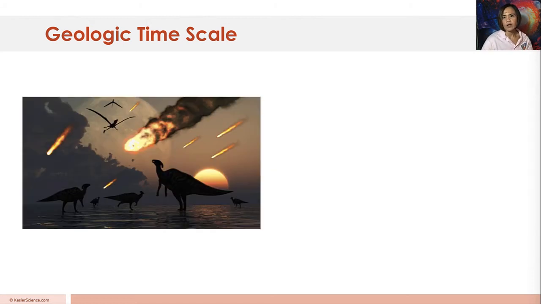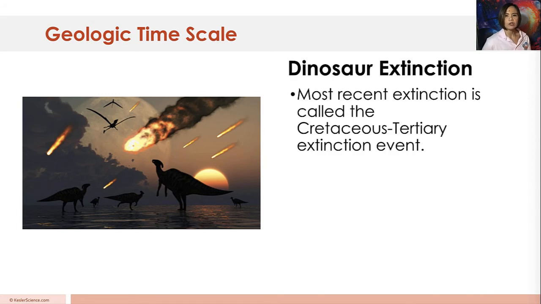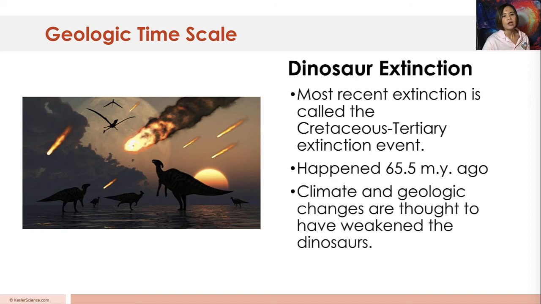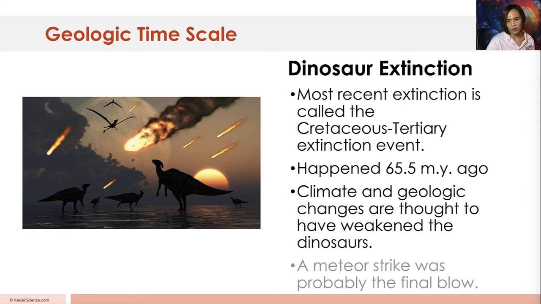Now, many of us are very curious about the extinction of dinosaurs. So the most recent extinction that we know of is the Cretaceous-Tertiary extinction event. And this happened 65.5 million years ago. And this is because climate and geologic changes were very evident, which are thought to have weakened the dinosaurs. And another theory is that there was a meteor strike that probably was the final blow, causing the extinction of the dinosaurs.